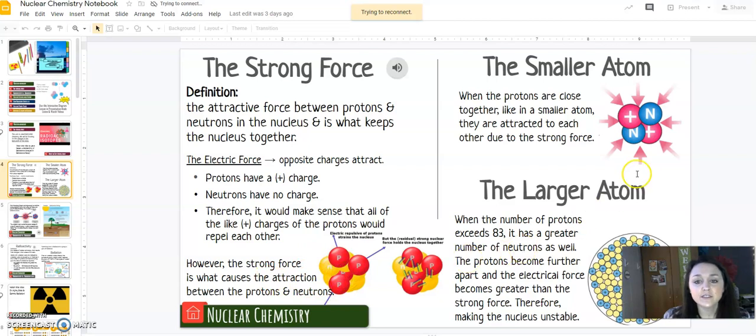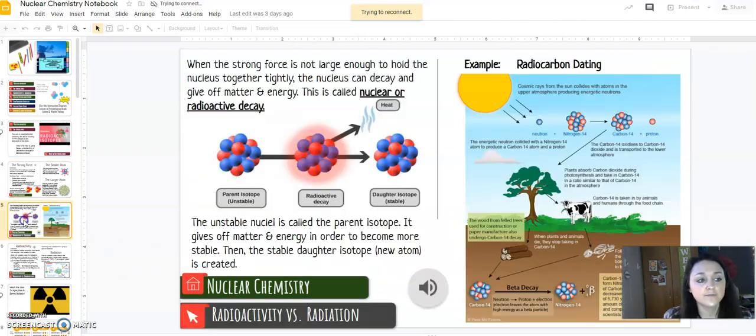But the big thing to notice is it's a lot easier for the strong force to hold a small atom together than a large atom. This is what makes larger atoms like uranium with 92 protons so unstable, because the strong force is not strong enough to hold it together. And so the big deal here is what happens if the strong force doesn't work? What happens if our atom is too big and it starts to fall apart? Well, if our atom starts to fall apart, that is called nuclear or radioactive decay. So when the strong force is not large enough to hold the nucleus together, it can decay, and decay means to break off or to rot off.